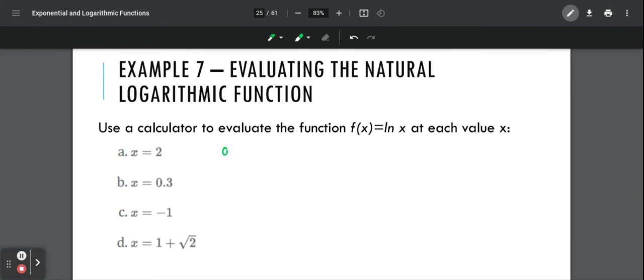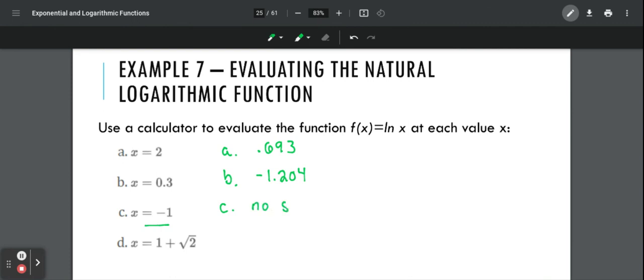So for a, if we're taking the natural log of 2, and again, we're going to go 3 decimals, we should get 0.693. If we have the natural log of 0.3 for b, we get negative 1.204. If we were to try to take the natural log of negative 1, if you type it into your calculator, you get an error, non-real answers. Because remember, you can't take the natural log of a negative.